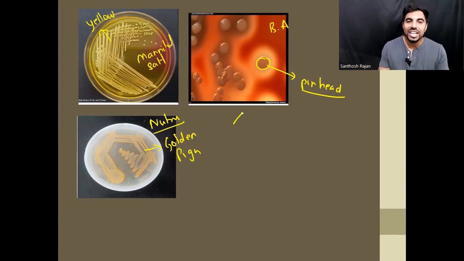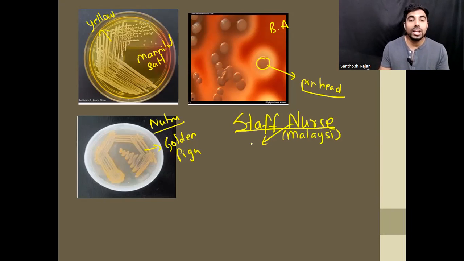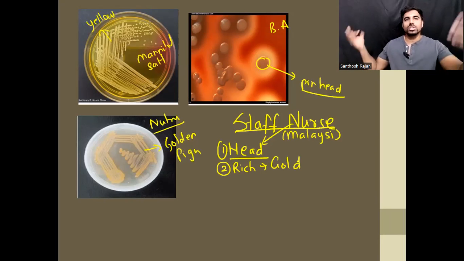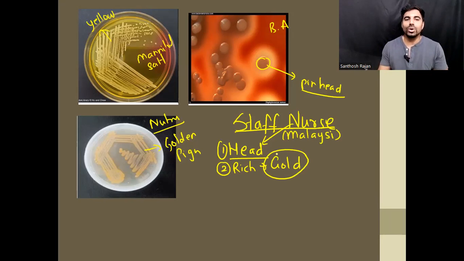So, how do I remember? Staph. When you think of Streptococcus and staph, which comes to mind? Nurse. You should remember staff nurse. Especially, you have to remember which nurse? Malayali nurse. Malayali nurses are the popular nurses all over the world. Usually Malayali nurses are the head of the department, nursing head of the department, number one. Number two, they are rich, full of gold. If you go to their house, they have 1 kg, 2 kg, 3 kg of gold. That means golden pigment. Are you getting it, guys? I hope, doctors, you are. It's easy.